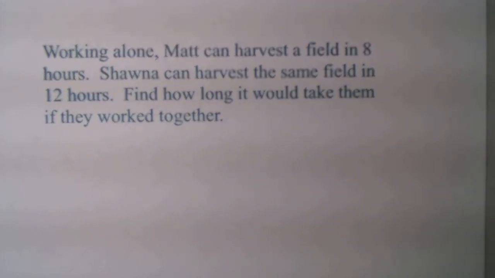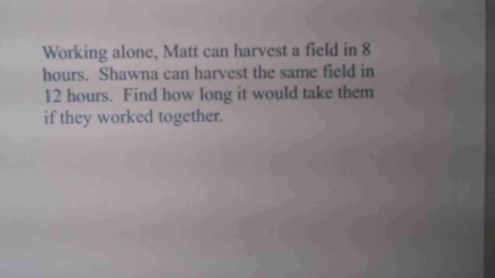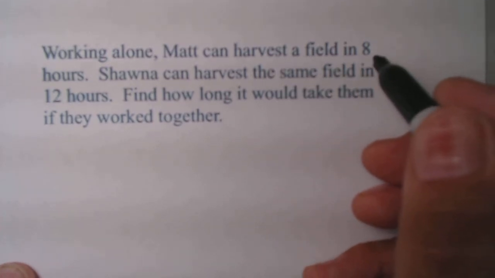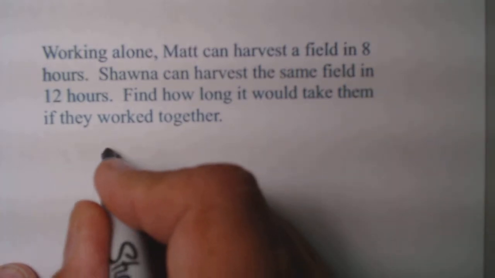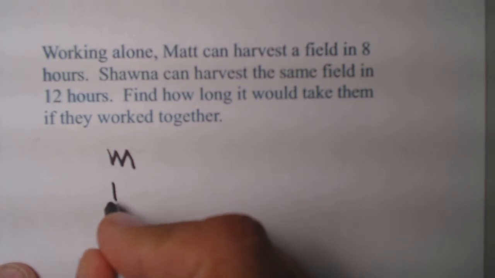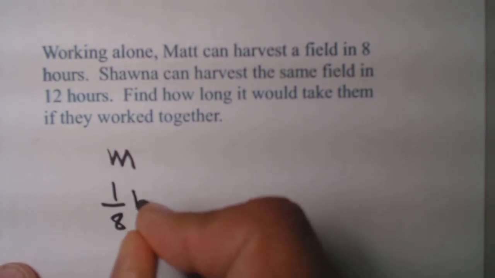Here's another one. Let's see, what do we got here? We got whole numbers here. Okay. Matt can harvest a field in 8 hours. Well, we know how this works now. Let's just go right to the equation. Matt does 1/8 each hour, and we use H for hours.